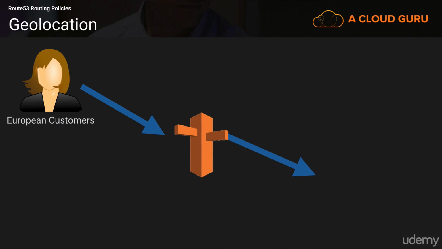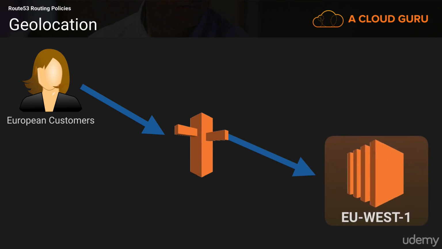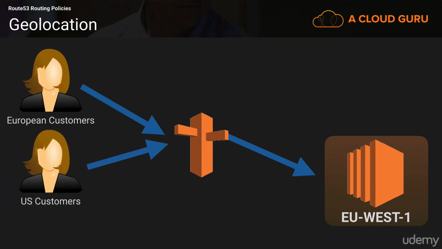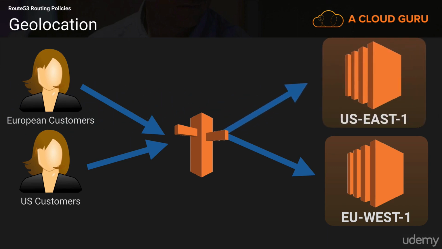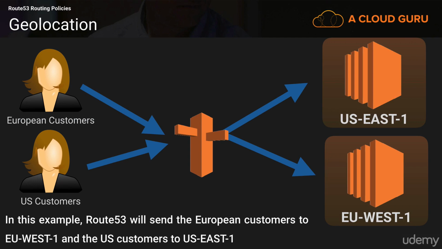Another example, we've got our European customer. They are making a request to Route 53, and this request is then automatically routed to EU West 1, whereas we have our US-based customers, and we want to send all that traffic over to US East 1. So that's all that geolocation does. It basically is going to send the right traffic to the right location.